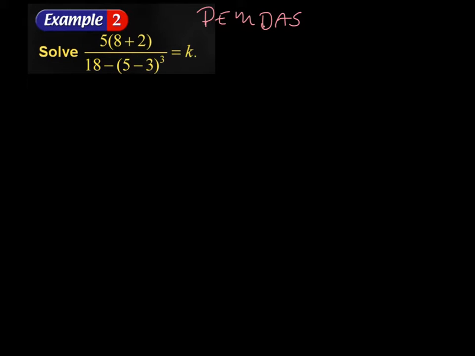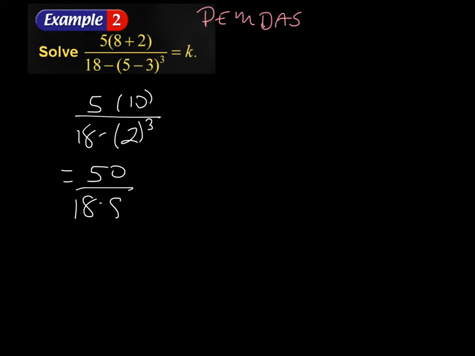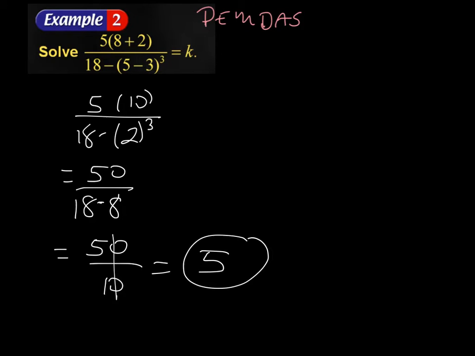Instead of just being an algebraic expression, they put an equals sign, so now it's an equation. We're still going to use PEMDAS. So 8 plus 2 is 10 inside my parentheses. 18 minus 5 minus 3 is 2 inside my parentheses. And then I've got 5 times 10 is 50. 18 minus 2 cubed is 8. Copying down my 50 yet again. 18 minus 8 is 10. And finally, 50 divided by 10 is 5. Ta-da! Gotta love good old PEMDAS.